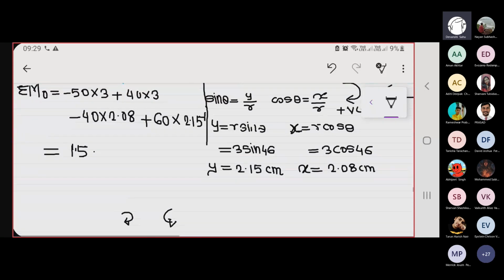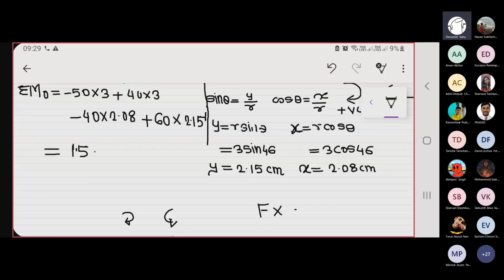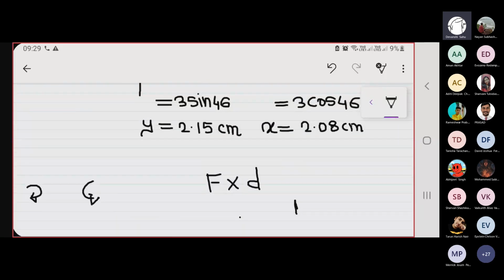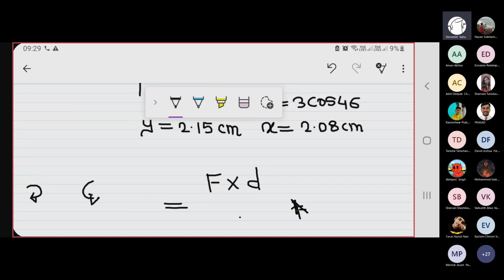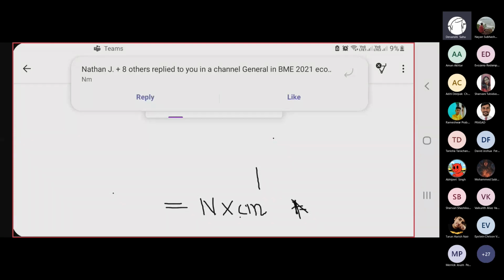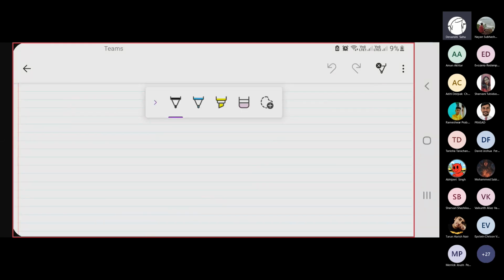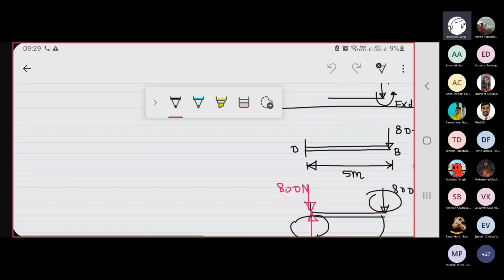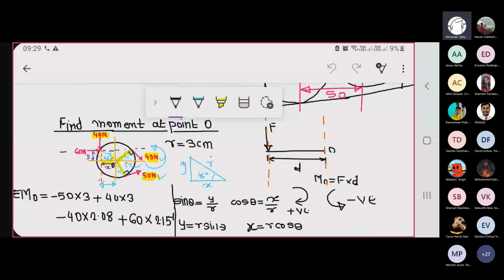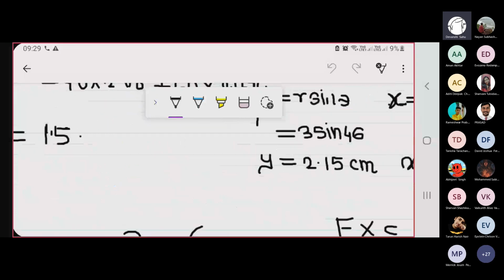What is the moment unit? It is force into distance. So force is a Newton and distance will be according to your given choice, so it will be centimeter. So Newton centimeter. No, not Newton meter. Just see your distance, whatever you are given, they are in centimeter. Everywhere 3 centimeter, 2.08 centimeter.